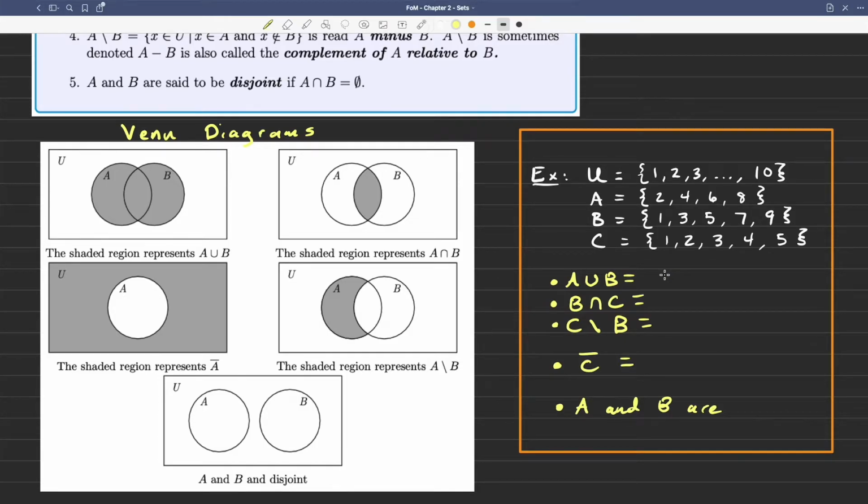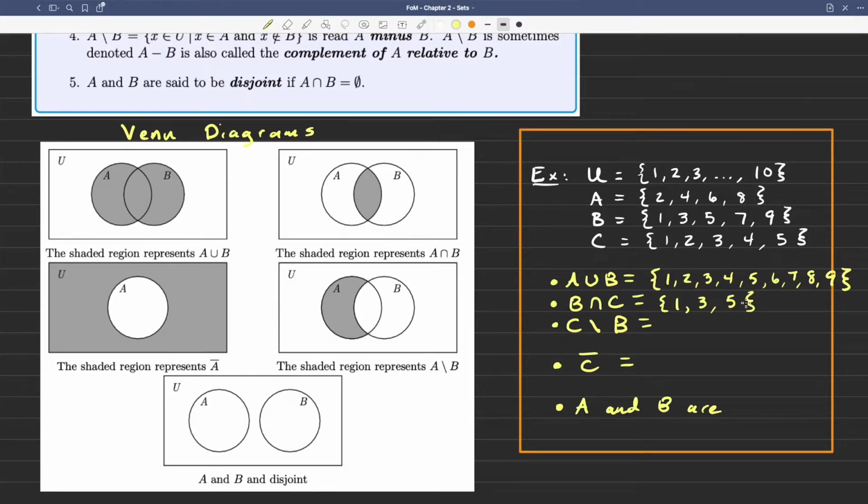A union B just means take all the elements of A and B and combine them into one. A union B would be 1, 2, 3, 4, 5, 6, 7, 8, and 9. The only thing from the universal set that we don't have in A union B is 10. B intersected with C, what do we get there? So what do B and C have in common? I see that they have in common 1, not 2, but they do have in common 3, not 4. They do have in common 5, and then that's all they have in common.